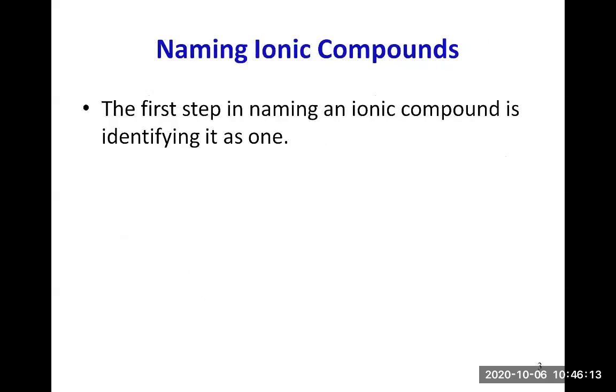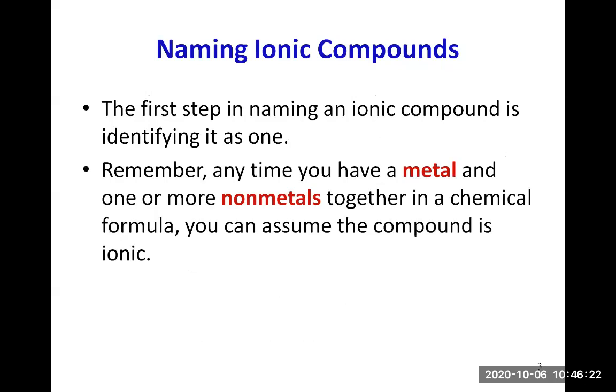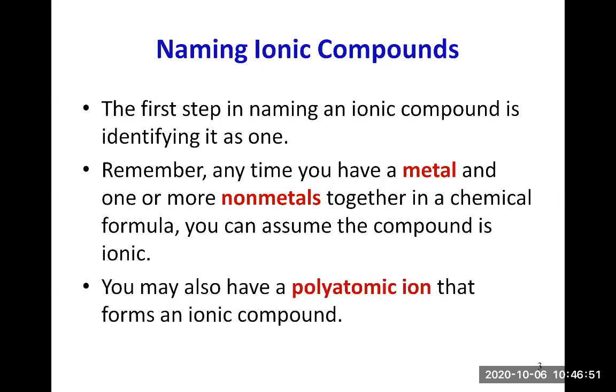Naming ionic compounds. The first step in naming an ionic compound is identifying it as one. Remember, anytime you have a metal and one or more non-metals together in a chemical formula, you can assume the compound is ionic, because ionic compounds are made of cations, positive ions, and anions, negative ions. The metals tend to make positive ions, the non-metals tend to make negative ions, and the attraction between the positive and negative charges creates the ionic compound. You may also have polyatomic ions that form an ionic compound.